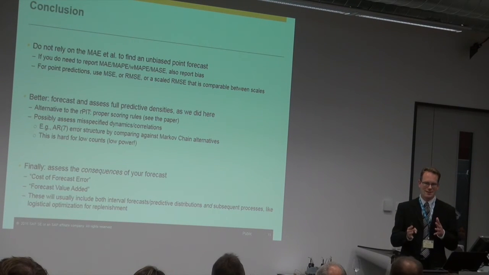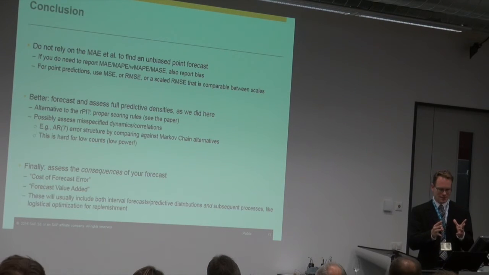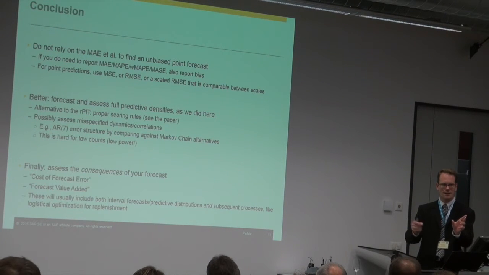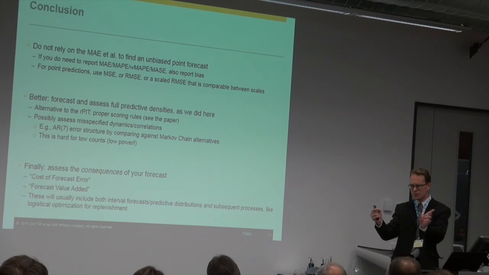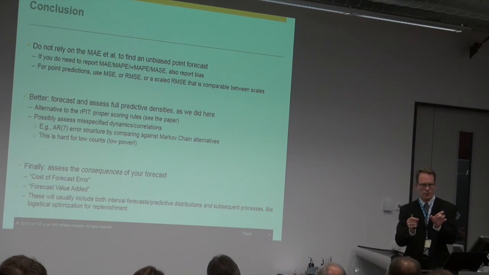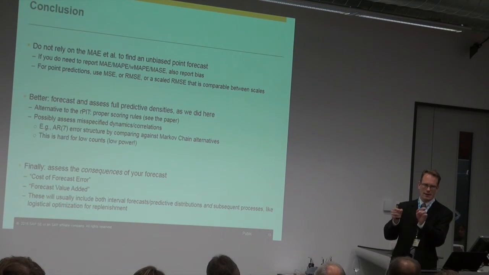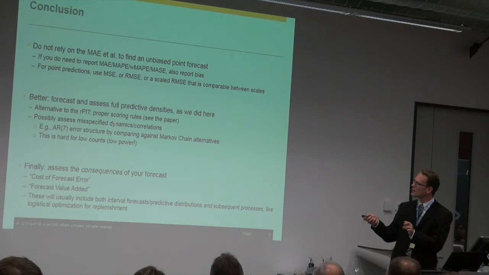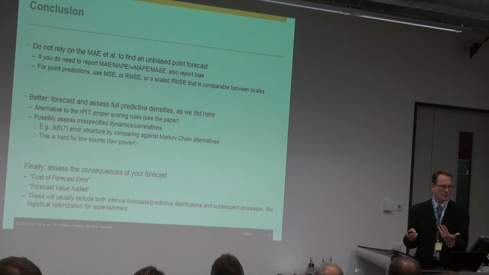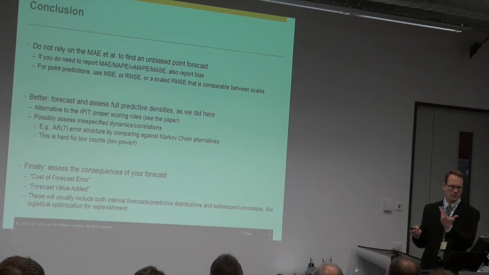A scoring rule, the idea is it's a function that takes a predictive density and a realization and maps these to a score. And you do that for many realizations and their corresponding predictive densities. You get many scores, and you average them. And a proper scoring rule is one that is minimizing expectation if your predictive density is correct. And there's a couple of these that have been developed.